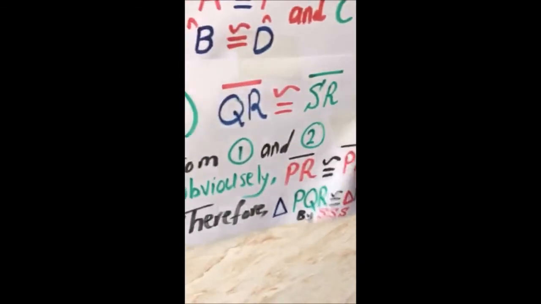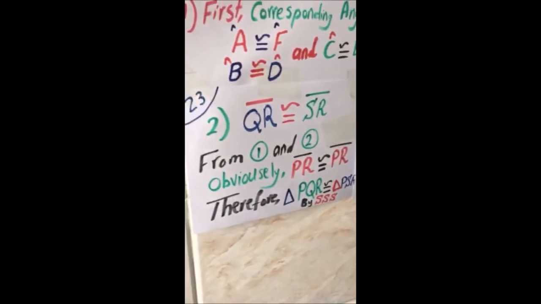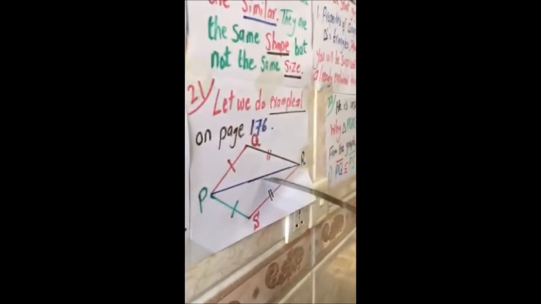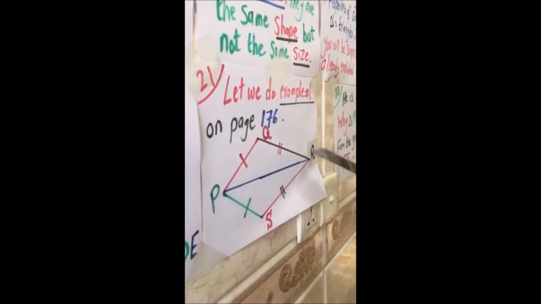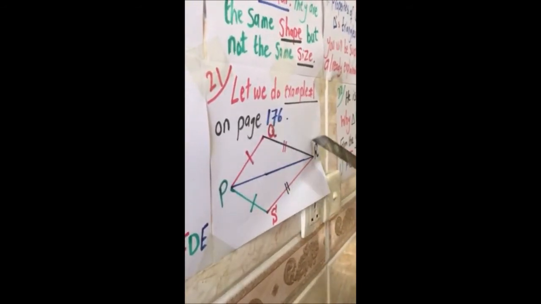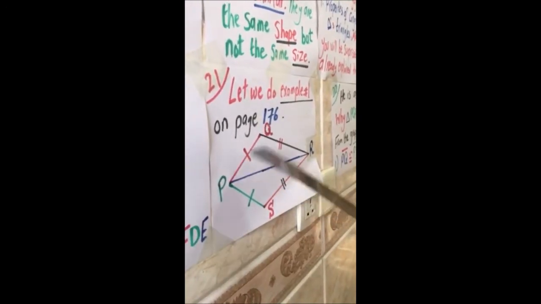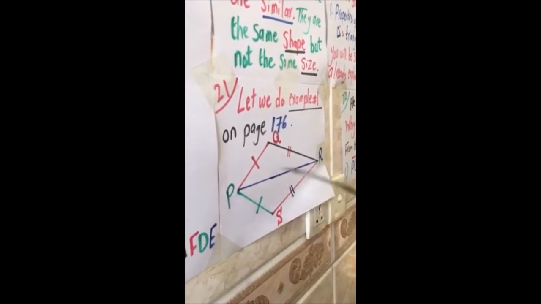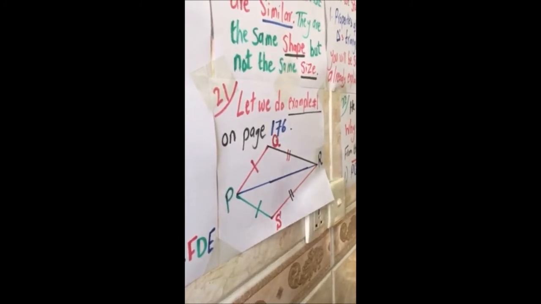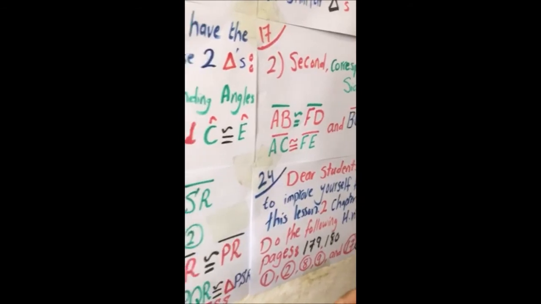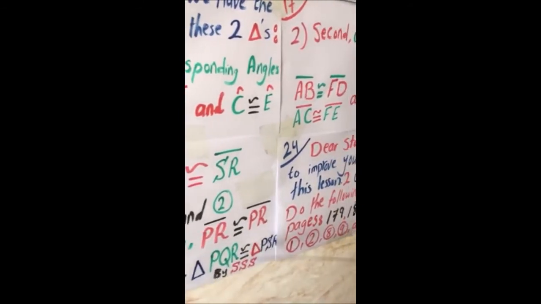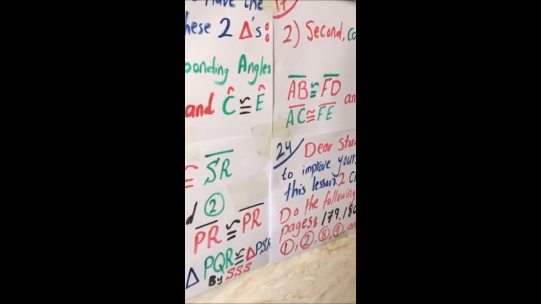You will ask me, how is that PR? Let me go back to the chart. As you see, these two triangles have this side in common. That means PR is in the triangle PQR, and PR is in the triangle PSR. So obviously we can conclude that PR is congruent to PR for both triangles. And I think we can say that these two triangles are congruent by using SSS, sides.